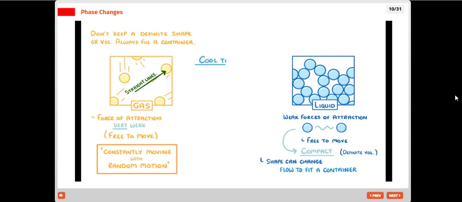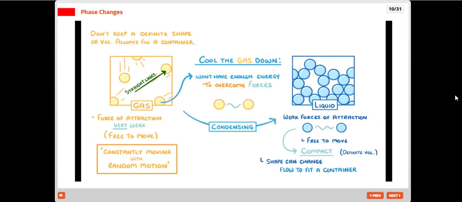On the other hand, if we cool the gas down enough, then the particles won't have enough energy to overcome the forces of attraction between them, and so bonds will start to form between the particles, condensing the gas into a liquid.